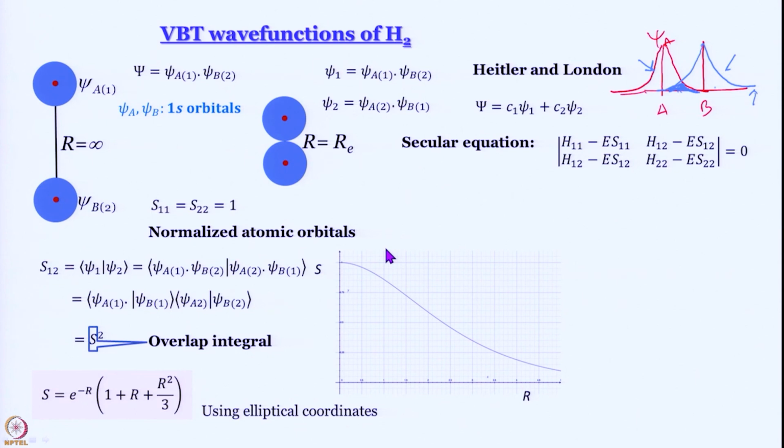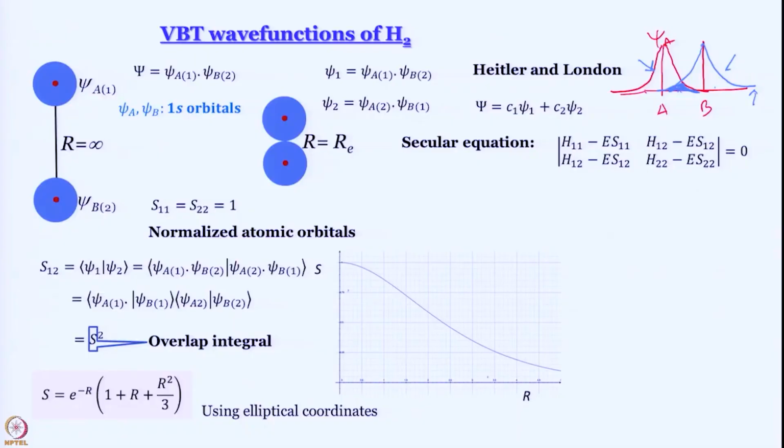This is the variation of the overlap integral as a function of internuclear separation. In the assignments we are going to have several such exercises where we will give you different kinds of orbitals and ask you to work out how the overlap integral varies as a function of internuclear separation, and you will see you will not get this kind of a variation always, but that you work out in the assignments.